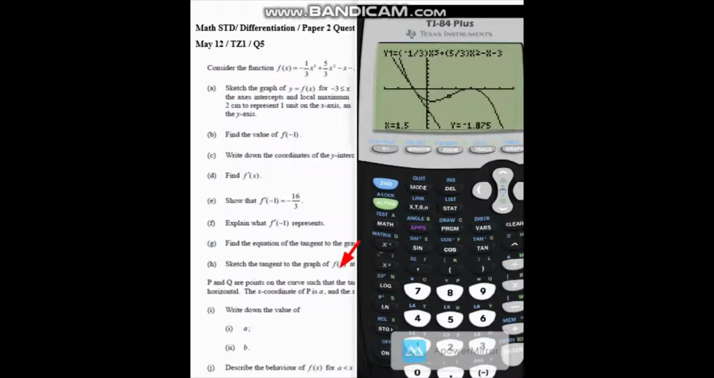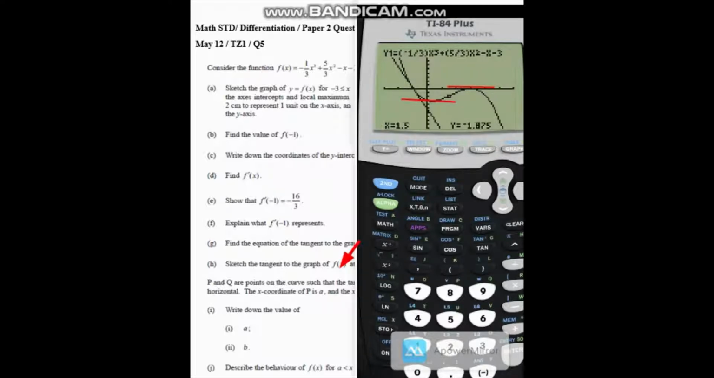So the points where the tangents are horizontal are the turning points. So this point right there, which is the minimum point, and this point right there, which is the maximum point. These are the points where the tangent is horizontal. So the tangent has zero slope, or the tangent is horizontal, or f dash of x equals 0. All of these are words describing local minimum and local maximum points.